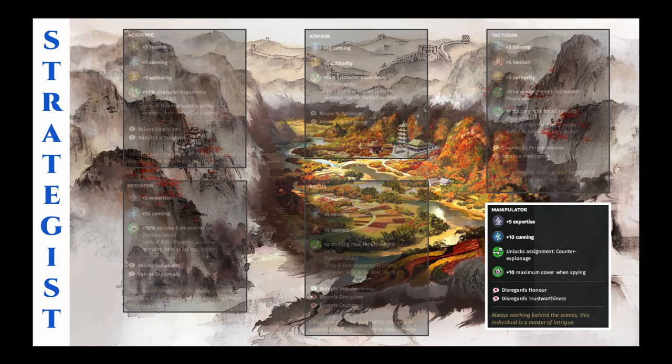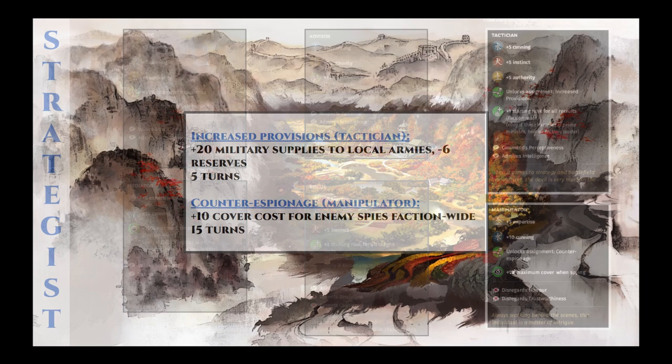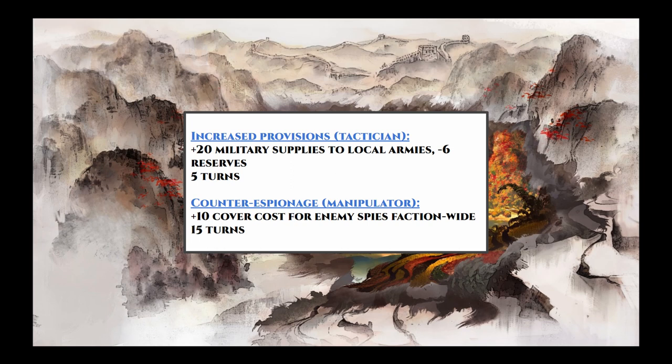Lastly, we have to cover the 2 unique assignments from the Strategist background. First, from the Tactician background, we have Increased Provisions, which adds military supplies to local armies. This is a really backward bonus. What I mean by that is that since most of your armies in your own territory should already have full supplies, the only time when this is relevant is when you just come out of a long siege and your army, who has depleted their supplies, took a city, but it's super low on supplies. So you send this assignment in to boost your supply count so your army can move out again.